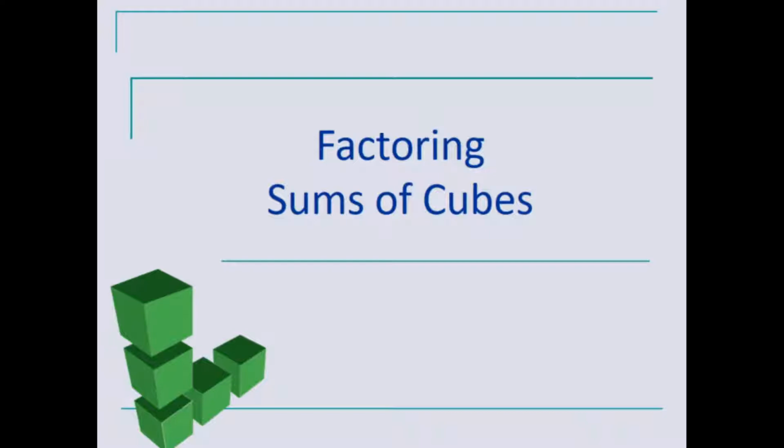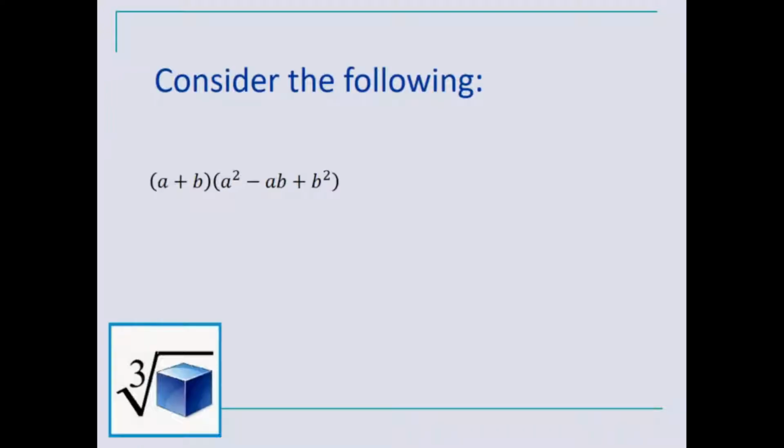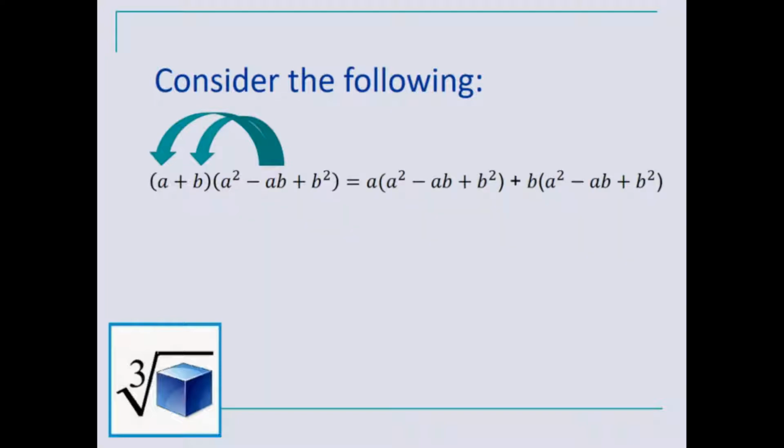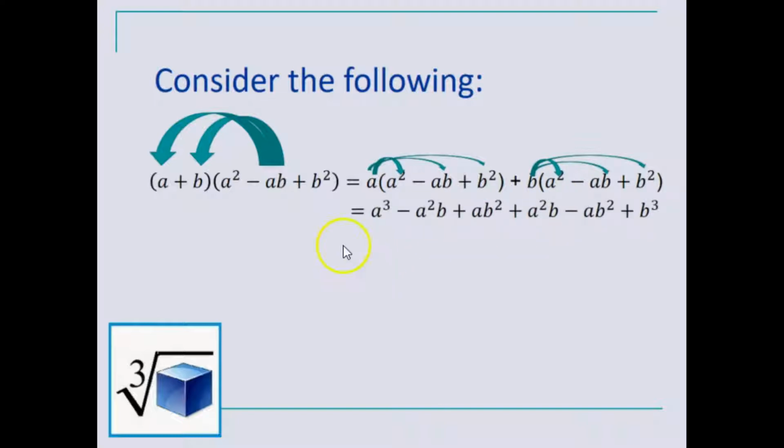Reversing the rules for special products provides us with shortcuts for factoring certain polynomials. Let's take a look. Consider the following binomial times trinomial. Using the distributive property, the trinomial times each term in the binomial results in the following, which further requires another distributive property for each one of these two multiplications, resulting in the following expression.